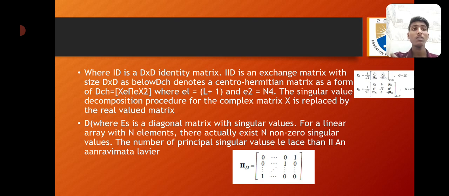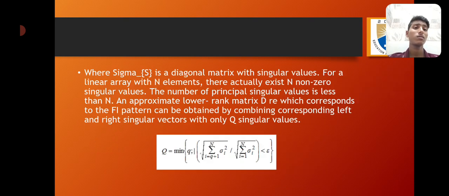The singular value decomposition procedure for the complex matrix X is replaced by the real valued matrix D, where Σ_S is a diagonal matrix with singular values for a linear array with N elements. They actually exist as non-zero singular values.